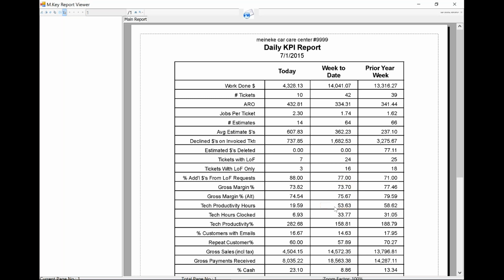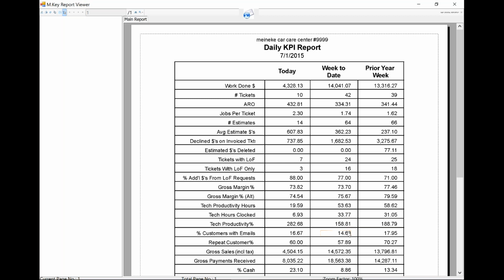A good shop would look at the tech productivity hours versus the hours clocked. If you're making your techs clock in and out, measuring these hours, the amount of hours that they produce should always be more than the amount of hours they've clocked in, and this productivity percentage really should run 100%. I suspect there's techs here that have not clocked in.